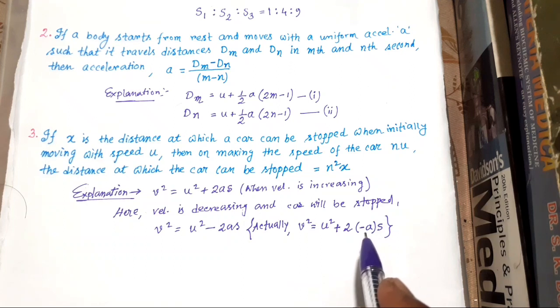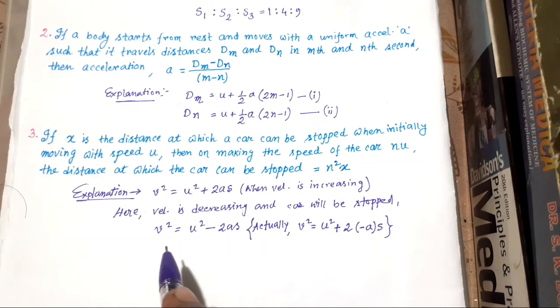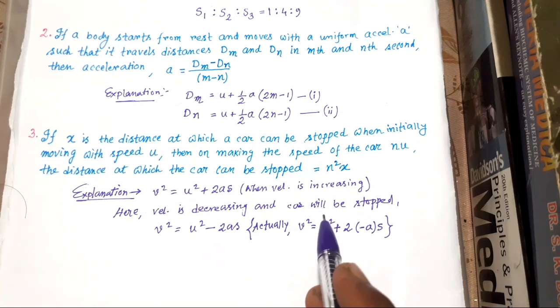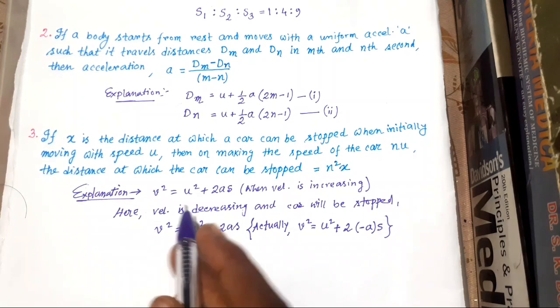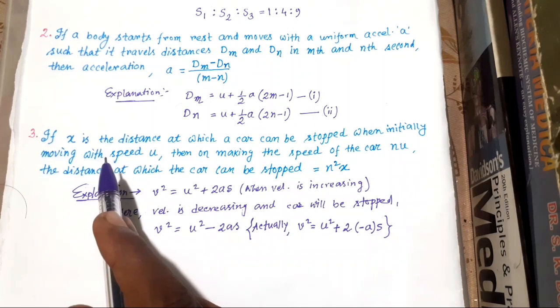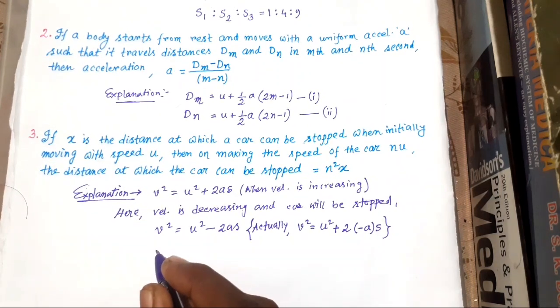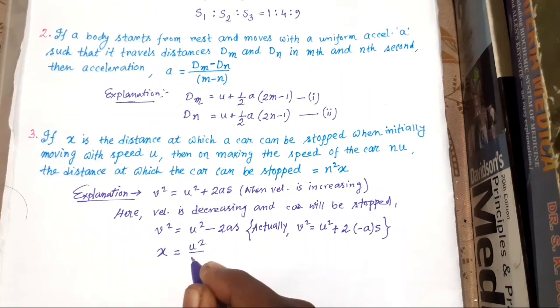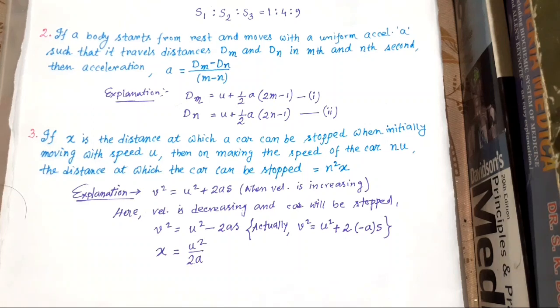So here minus a, negative acceleration, because we know that acceleration is a vector quantity, so we can change its sign. That's why this formula comes: v² = u² − 2as, when the speed is decreasing and the car will be stopped. So now here the distance s equals x, so we can find x = u²/2a.